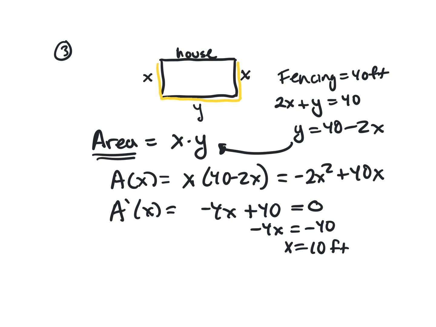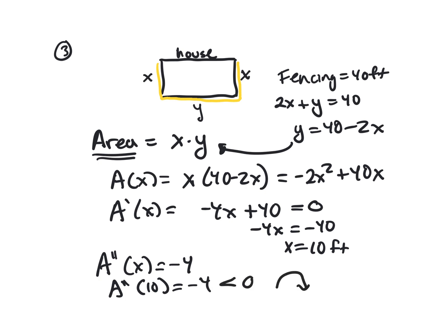Whoever your professor is, they're going to want you to prove that there actually is a max at 10. That involves taking the second derivative, which is negative 4. Because the second derivative is always negative, the second derivative at 10 is negative 4. And when a second derivative is less than 0, it means it's concave down there. So yes, there will be a max at x equals 10.